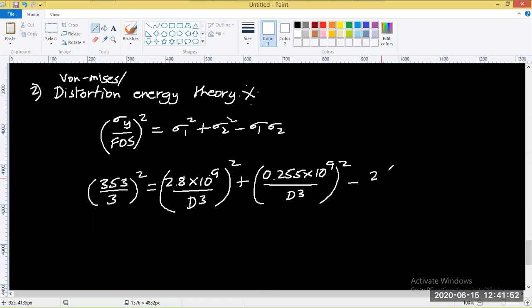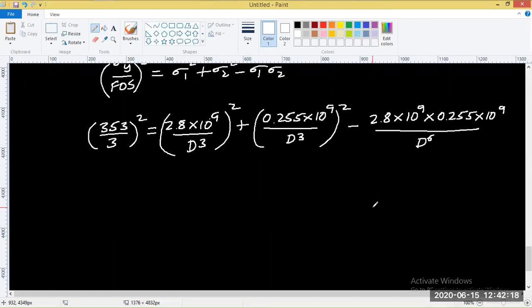This is 2.8 into 10 power 9, again into 0.255 into 10 power 9 whole divided by d cube. This will become like 6 again. So d cube and d power 6. So let's see how we can find this out. Let's simplify this.